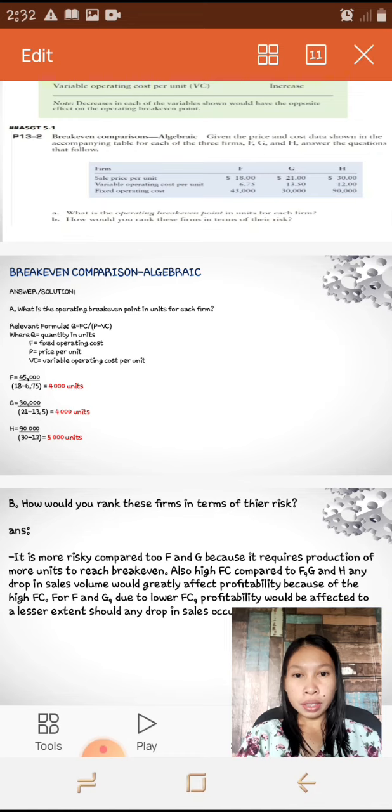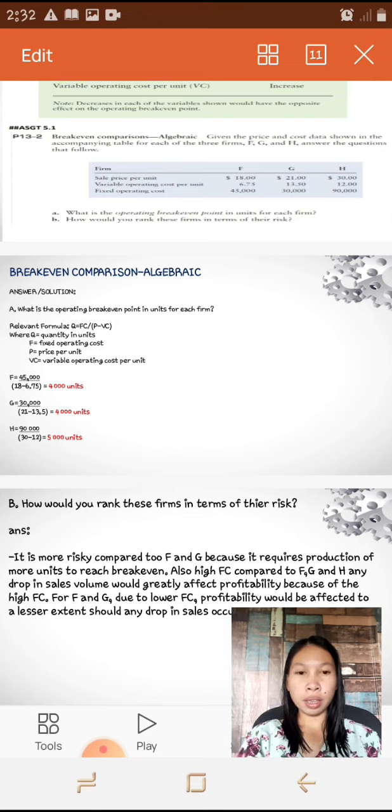and the fixed operating cost is $45,000. In firm G, the sales price per unit is $21. The variable operating cost per unit is $13.50 while the fixed operating cost is $30,000.